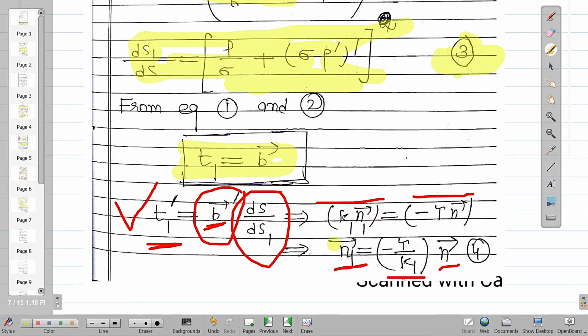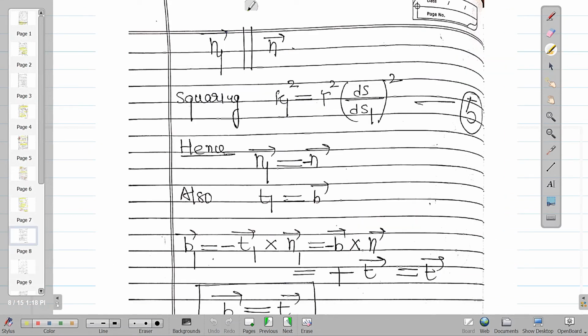Again, this result is very important, and it also proves our second part. What is the second part? n1 should be parallel to n. Clear? So that will be proved. n1 is parallel to n. This is a very important result, so remember this result as equation number 4. Now from this, we get n1 is parallel to n vector.